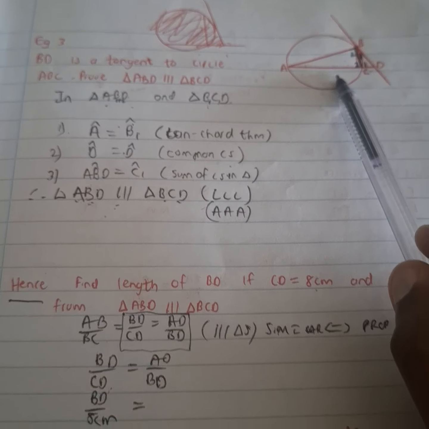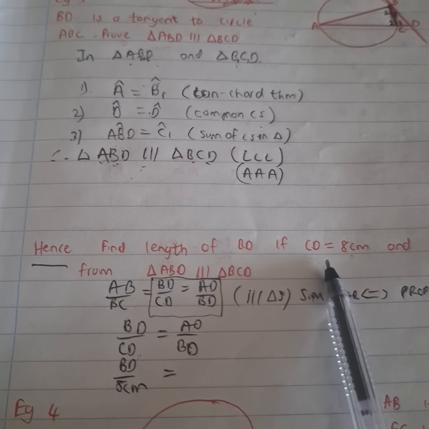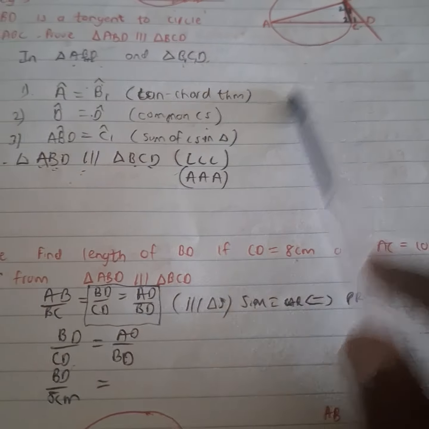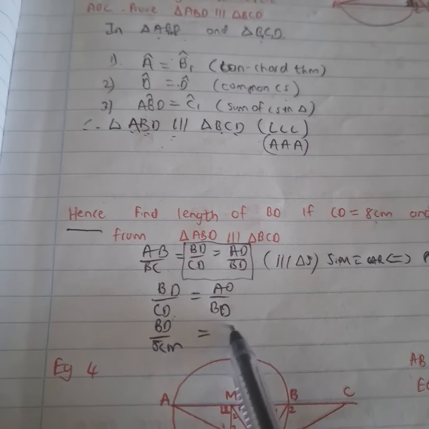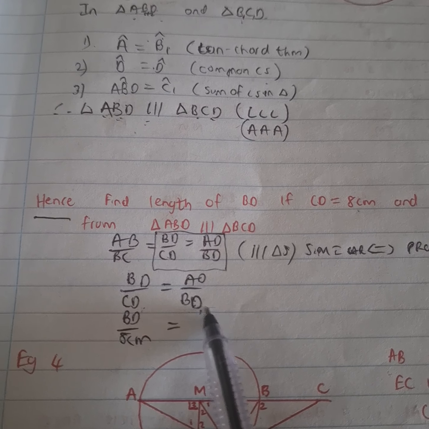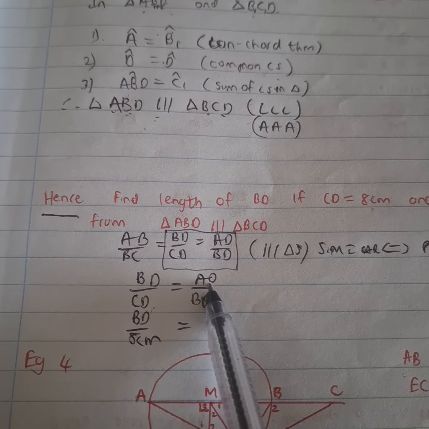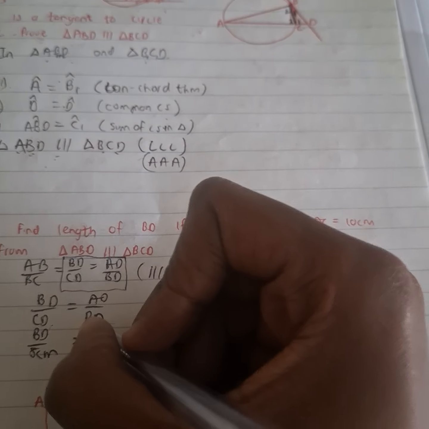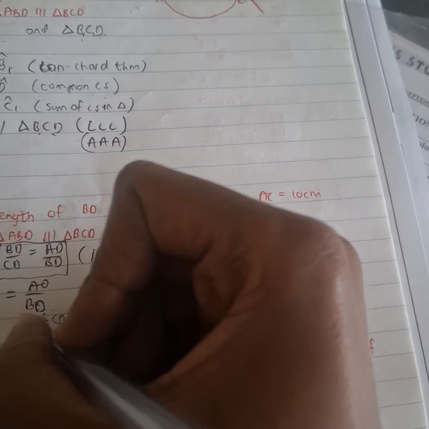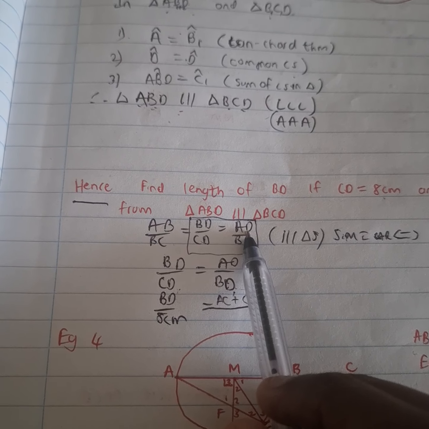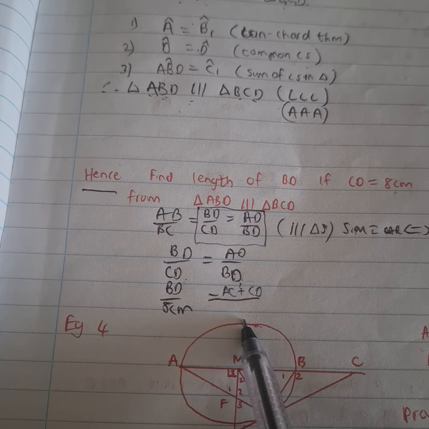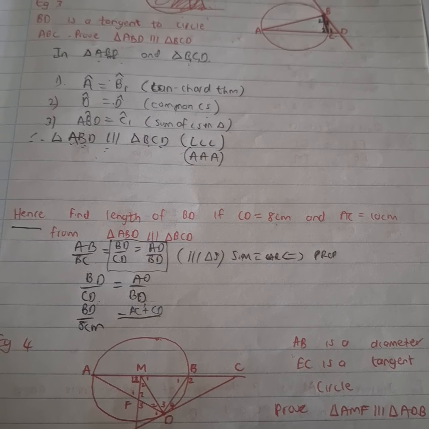But even though we don't have AD, what do we know? We know that CD together with AC gives us AD. It's fine. AD we don't have, but we know that AC plus CD will give us AD. And then BD, do we have BD? Okay, BD we don't have.